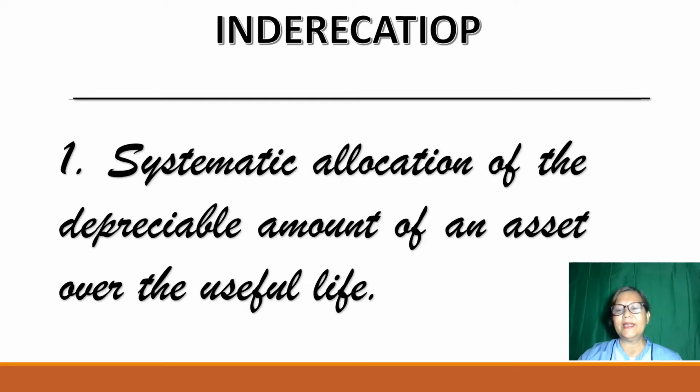Number 1. It is a systematic allocation of the depreciable amount of an asset over the useful life. What is it? Okay, look at the jumbled letters. What's your answer? Yes, Paulino? Okay, that's correct. Depreciation. Very good.